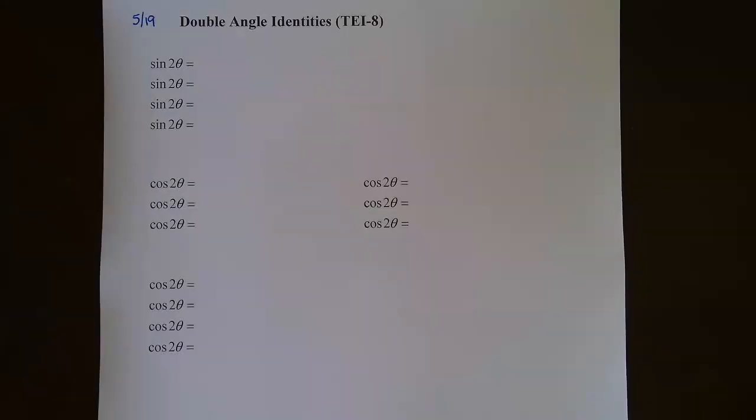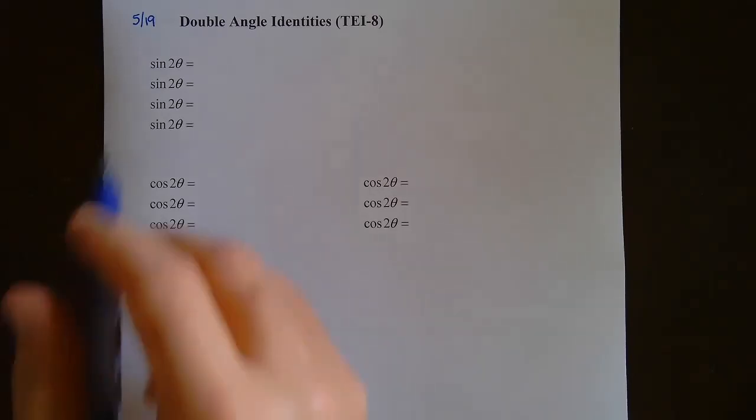Today is May 19th, and we're going to be talking about double angle identities. And these actually all come from the sum angle identity for sine, cosine, and tangent. So sine of 2 theta.